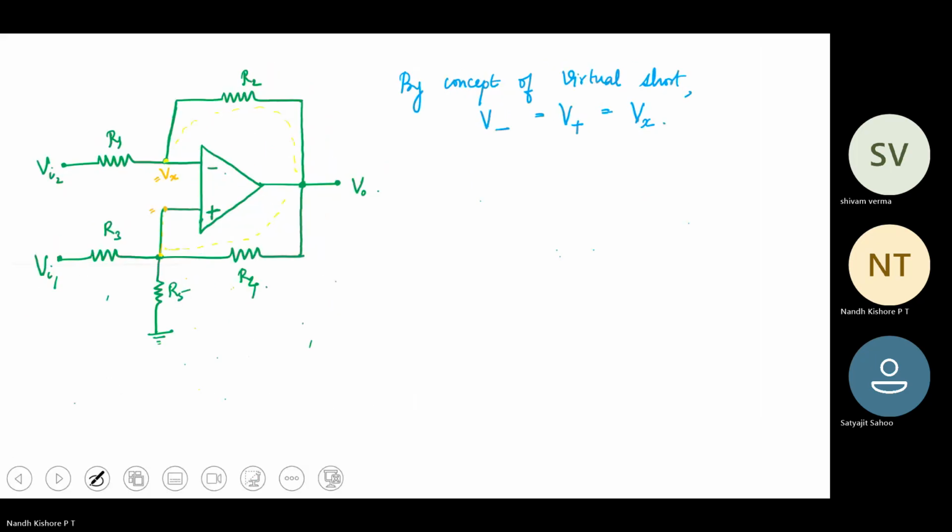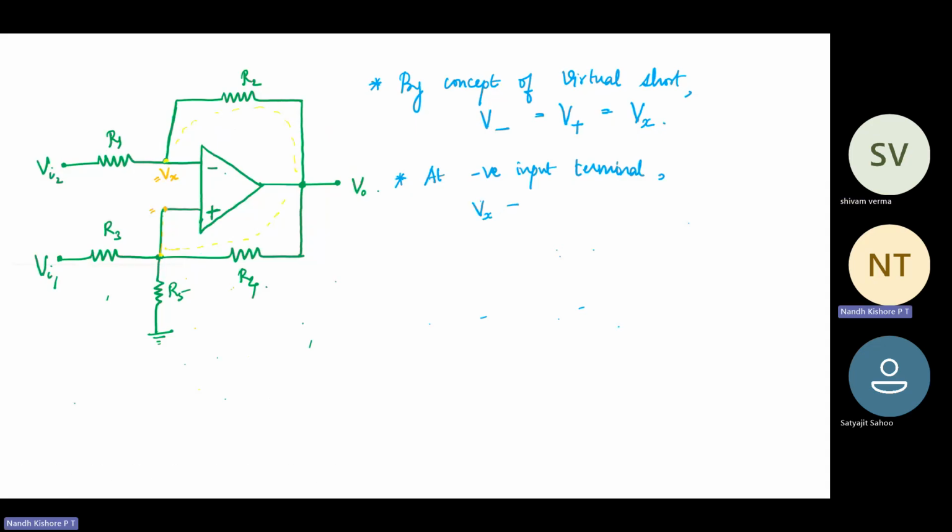So the point is at the negative input terminal, you have Vx minus Vi2 by R1. This is just node analysis. I'm just writing the node equations. Plus Vx minus V0 divided by R2 equal to 0, right? This particular current and this particular current.